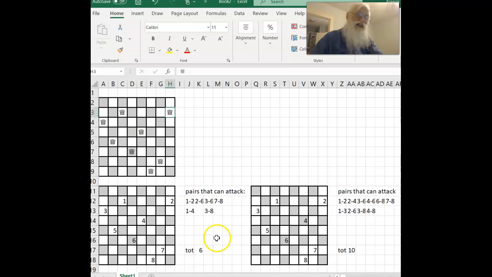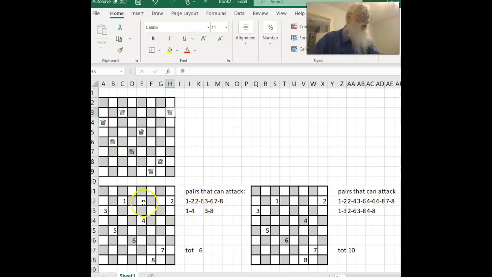And now I'm going to show you how I would count the number of pairs that can attack. 1 can attack 2, so I put that there. 1 can attack 4, so I put that there. That is all the pairs that begin with 1. It's all the pairs that have 1 in it, so I'm never going to go back. Anything that attacks 1, I don't have to put down again. I'd be counting it twice.